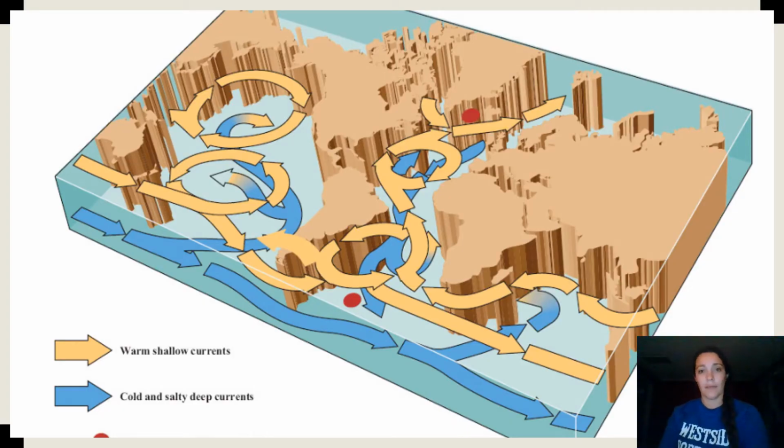Here's another diagram. It kind of shows the continental shelves of the different continents around the world and where the surface currents, the shallow, warm currents, go, and then the deeper, colder currents. And it is way more salty down here.